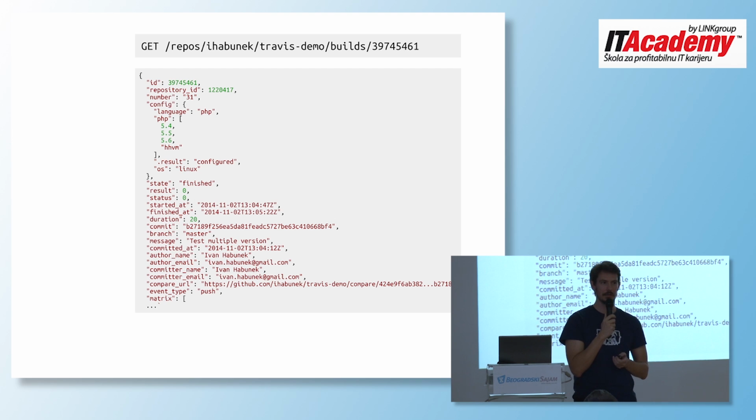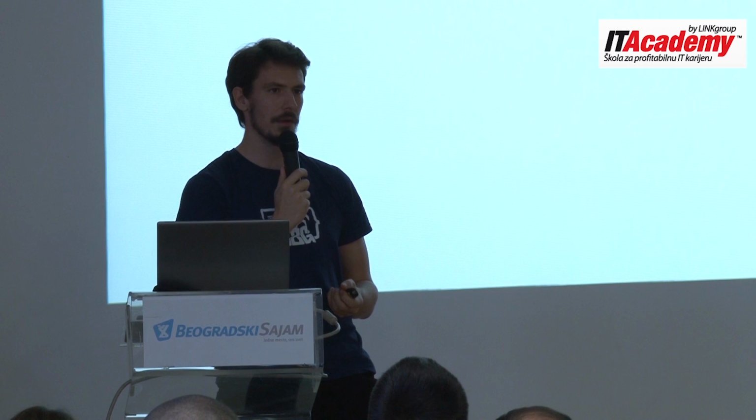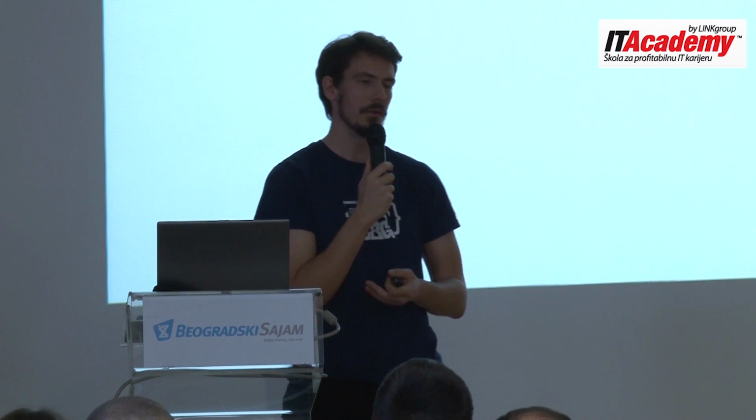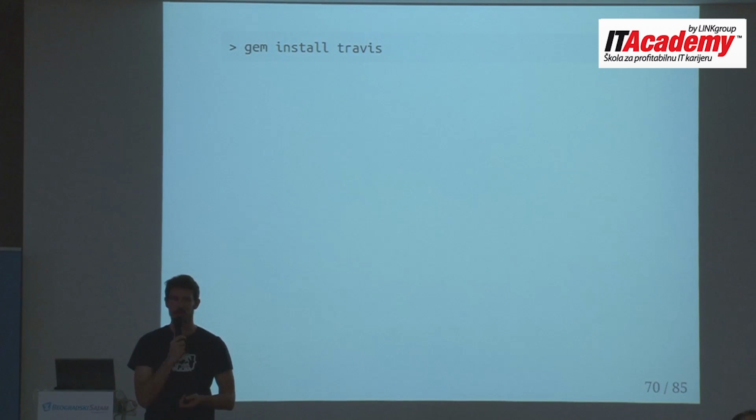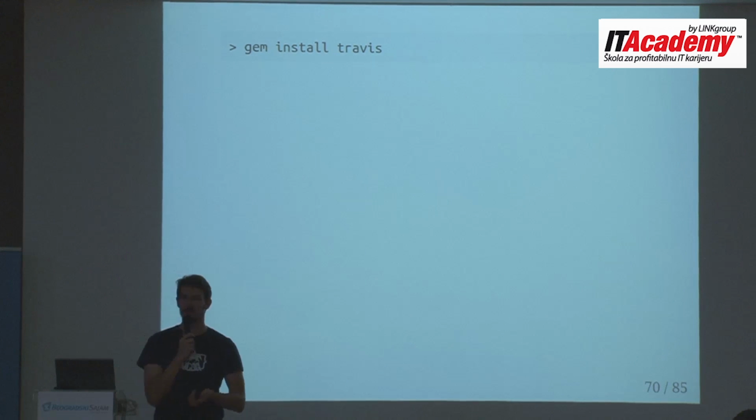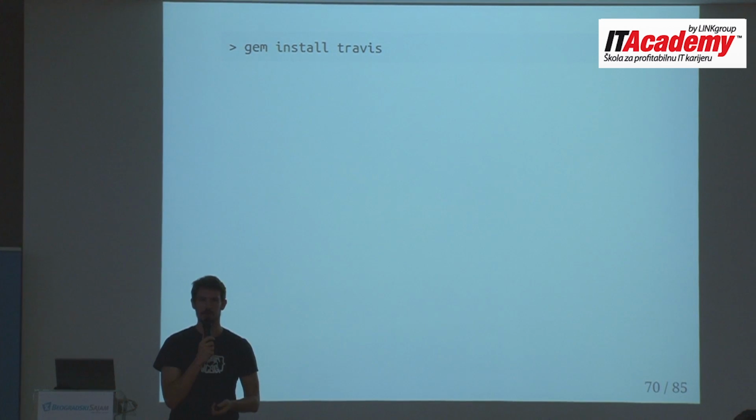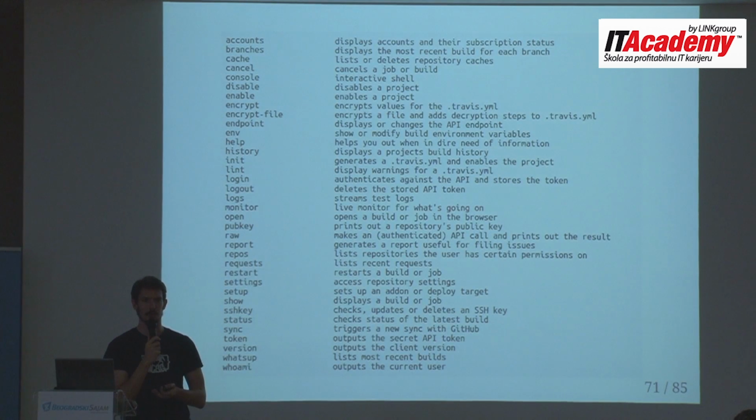The thing that I really like to use is the command line interface client. A lot of us live in the shell, and we do everything from there. You don't want to move from there if you don't need to. So Travis provides a command line interface client. It's written in Ruby, as is Travis. It's available through RubyGems. So if you have Ruby and RubyGems installed, you just do gem install travis, and you'll have it available. And it's basically a wrapper around the API.